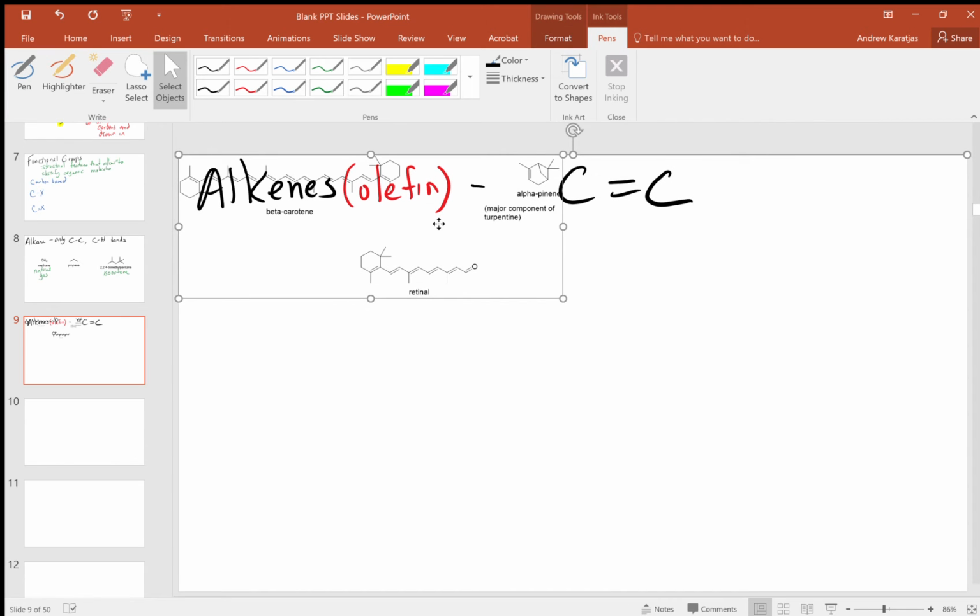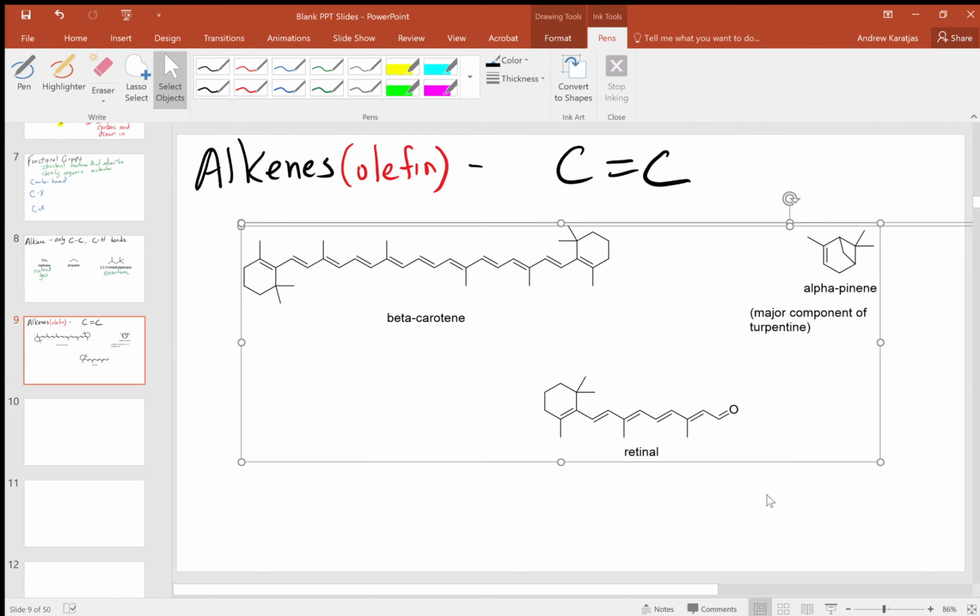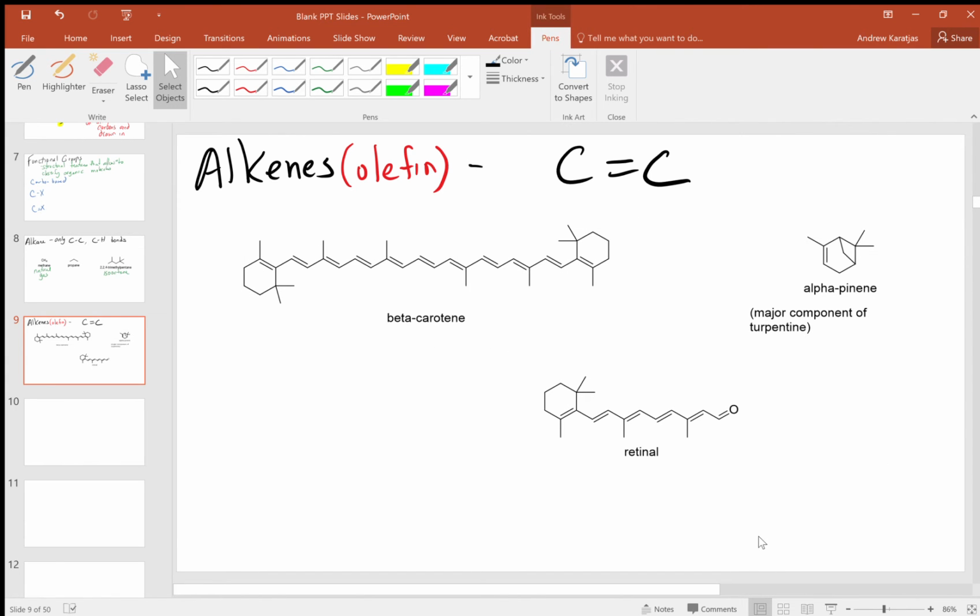Now, when we talk about molecules or the functional groups in a molecule, it's very, very common for a molecule to have more than one functional group in it. So we don't say that the molecule necessarily is an alkene, but we can talk about the alkene that exists in the molecule. So over on the right we have alpha-pinene, which if you ever smelled turpentine, that's a lot of what you're smelling.